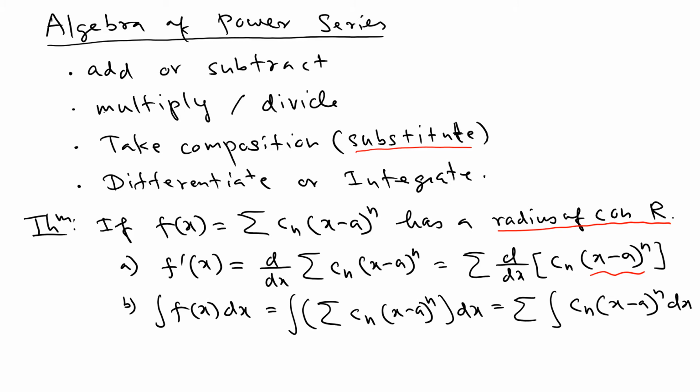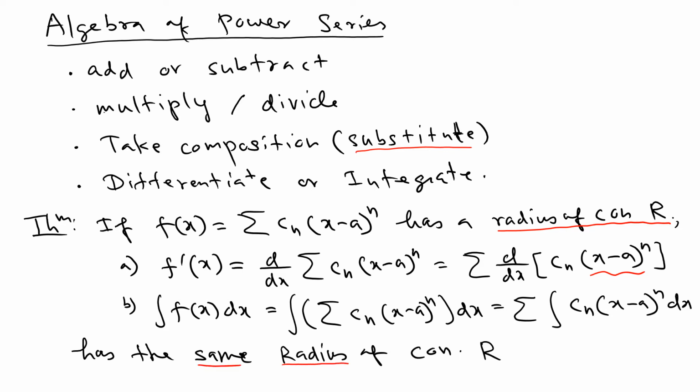Good. And then the interesting part: if the series has a radius of convergence, then these two have the same radius of convergence. So it does not change the radius of convergence if you take the derivative or if you take the integral. That's a very interesting result. It has the same radius of convergence R.